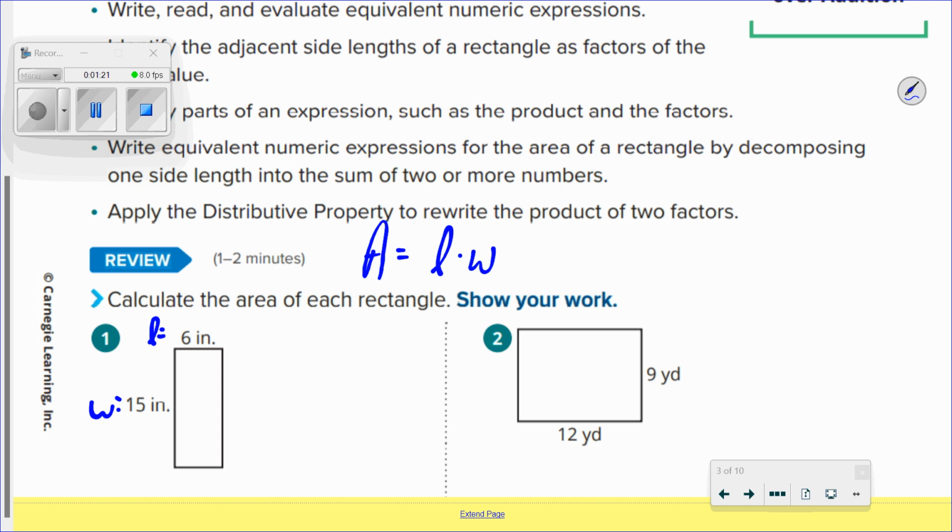So now I can say area equals, what did I say the length was? 6 inches. And what did I say the width was? 15 inches. So really all I'm doing is doing 6 times 15, right?